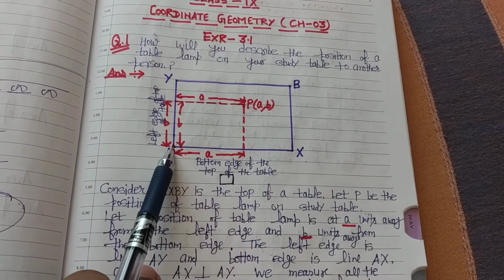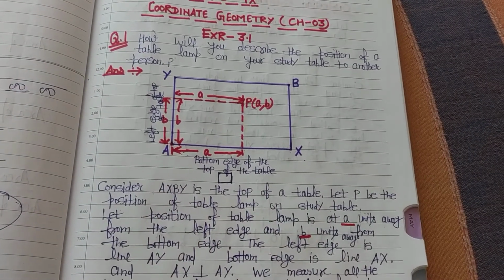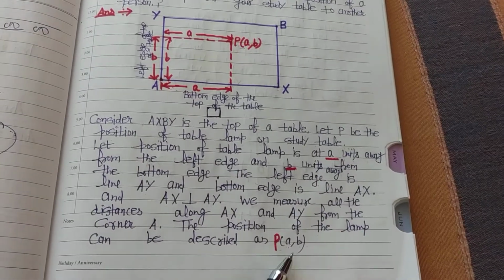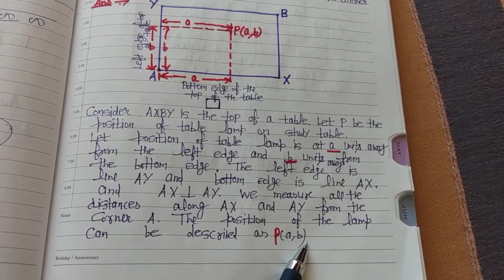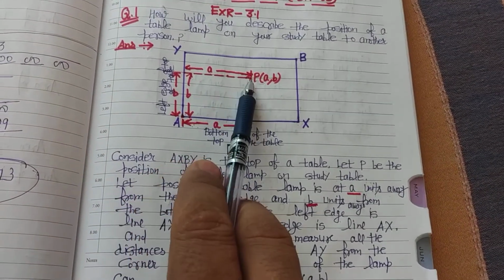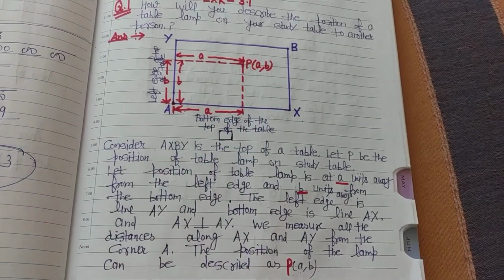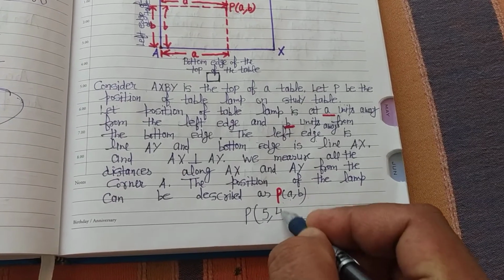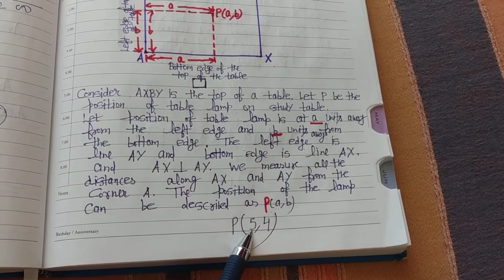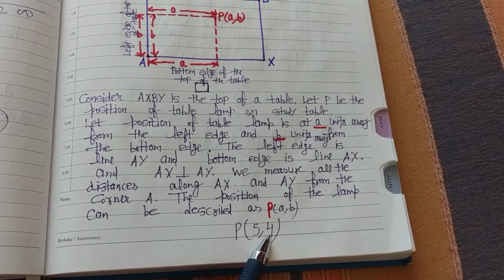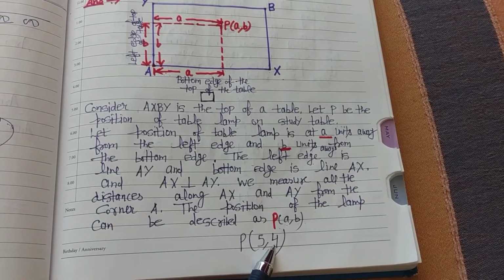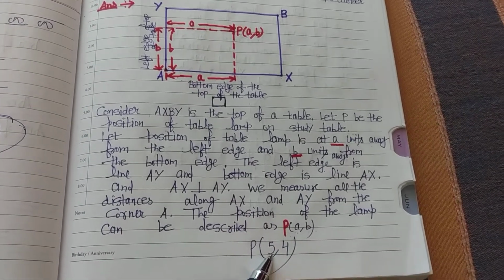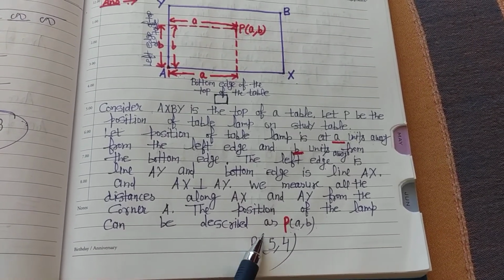We will start from this corner A. The position of the lamp can be described as (a, b). So suppose a is 5 and b is 4, then we can describe the position of the point P as (5, 4). This is the distance from the y-axis, and this is the distance from the x-axis. So the position of that point is (a, b), or if we take any numbers, we can write the position in this way.